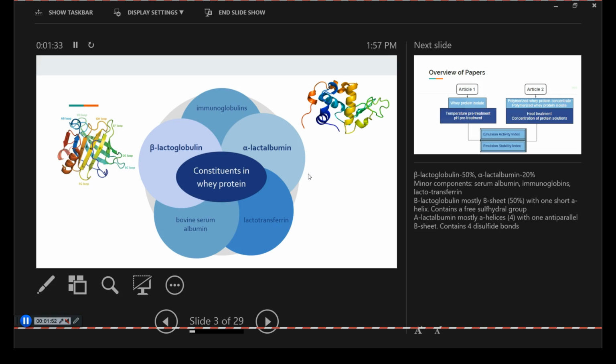And that free sulfhydryl group is really important for initiating reactions with other proteins such as polymerization, whereas alpha-lactalbumin, on the other hand, is mostly alpha helices, so it denatures at a lower temperature than beta-lactoglobulin, and it contains four disulfide bonds but no free sulfhydryl group.